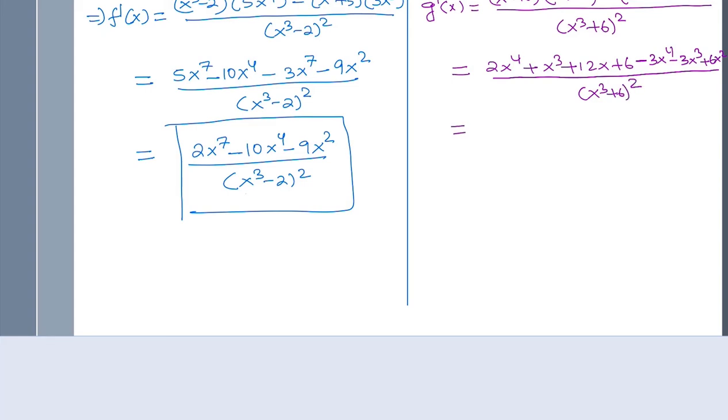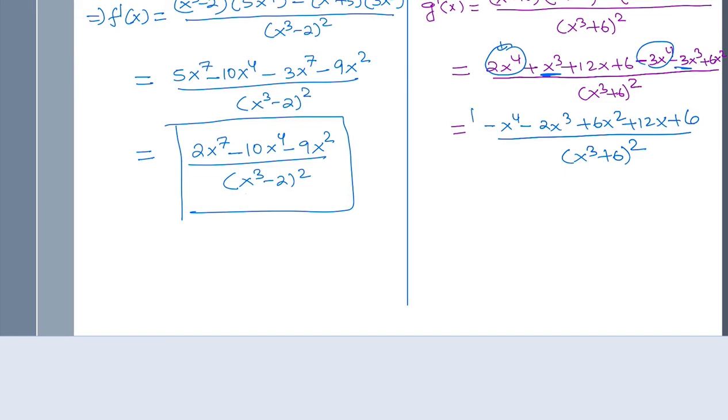Now let's go ahead and combine the like terms. So if we look over here, we have x to the fourth here, x to the fourth, and x to the fourth. So when we combine that, we get negative x to the fourth minus 2x cubed, when we combine x cubed with negative 3x cubed, and then we just have plus 6x squared, and then plus 12x, and then plus 6, divided by x cubed plus 6, the quantity squared. And then we cannot simplify further, so we'll just leave it right here.